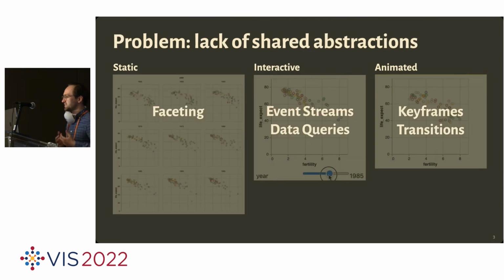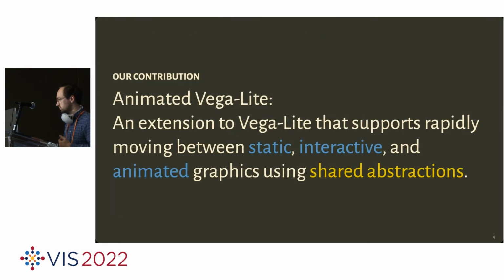But while these graphics have similar semantics, we specify them using very different abstractions. In static charts, we use the concept of faceting. In interactive charts, we use event streams and data queries. But in animated charts, we use keyframes and transitions between them. And these independent abstractions yield a highly viscous authoring process because switching between each of these charts means translating your intent between different concepts. We present Animated Vega-Lite, an extension to Vega-Lite that supports rapidly moving between static, interactive, and animated graphics using shared abstractions.